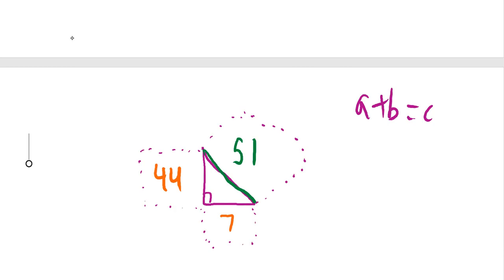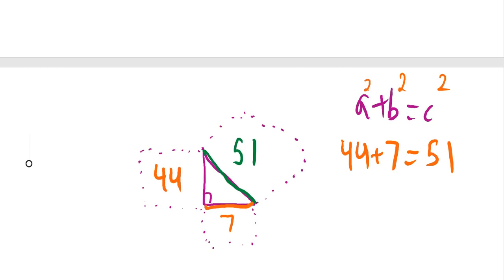The area of this square is 7, so the side length must be the square root of 7. The area of the big square here is 51. So if the formula is a squared plus b squared equals c squared, in this case a squared would be 44. B squared would be 7, and then c squared would be 51. All right, and to figure out what a, b, and c are, you would just take the square roots, okay?